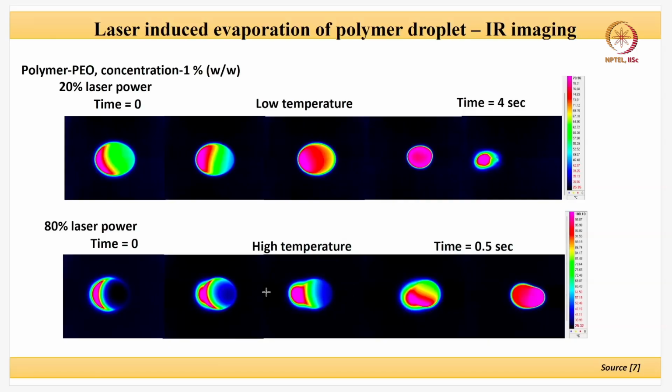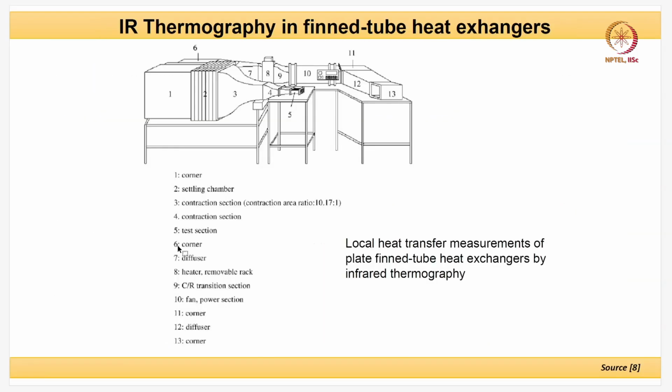So this is rather good. I mean, this kind of shows that the system is actually very powerful. It can do all this, extremely nice measurements, even for very small droplet sizes. These are sub-millimeter droplets, for example. Okay. You can also do IR thermography in pinned tube heat exchangers as well.